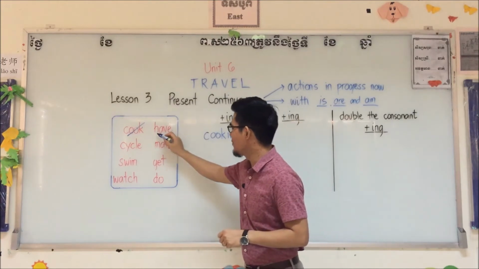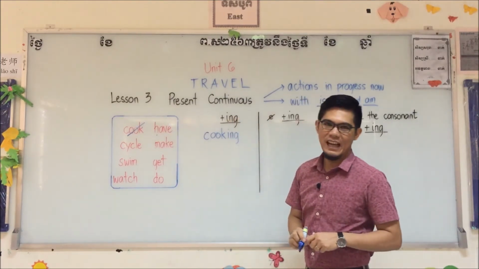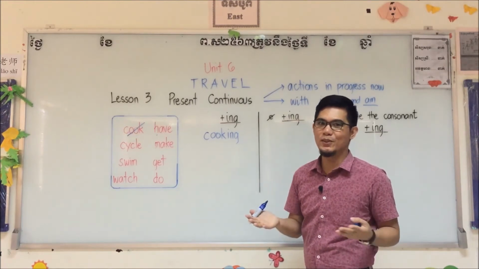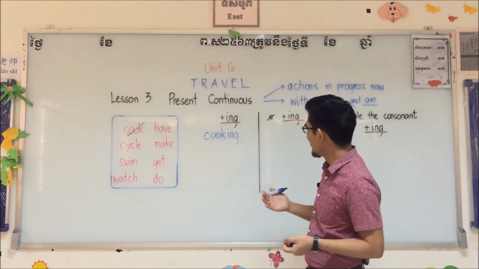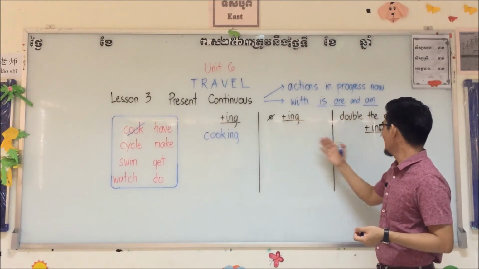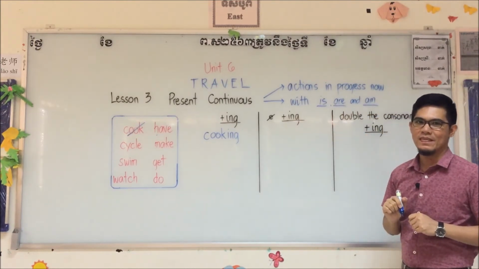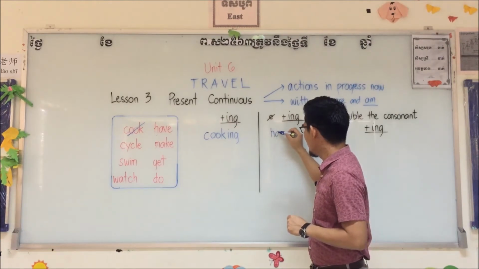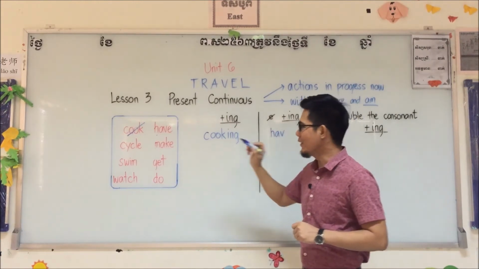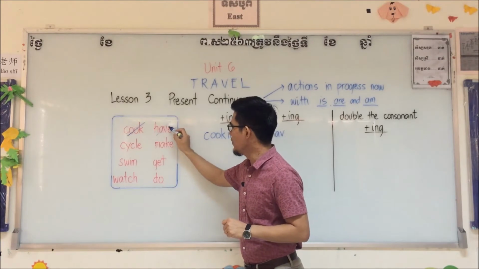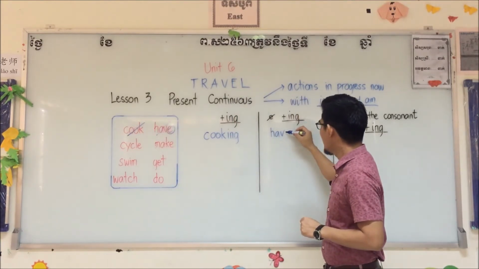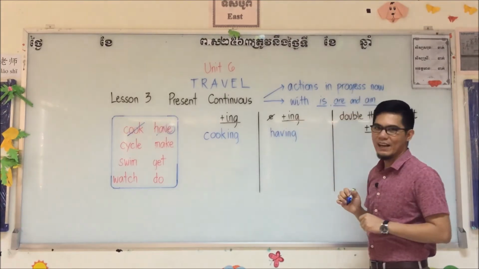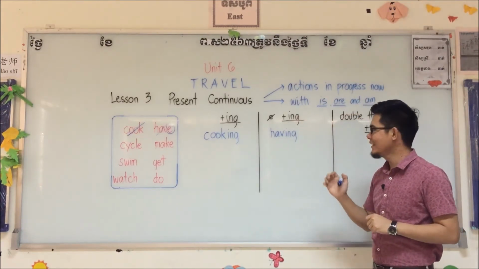Next, have. Have ends with letter E. So, to which rule will it apply? Rule number 1, 2, or 3? Yes, rule number 2. Have, just copy, but remove the E. We remove the E and put ing. We now got having.